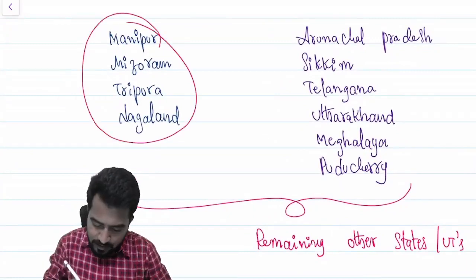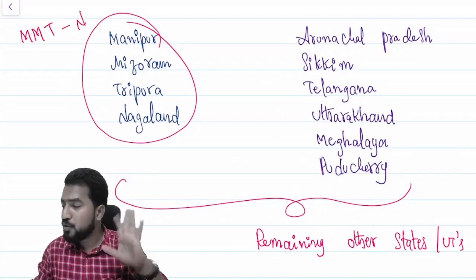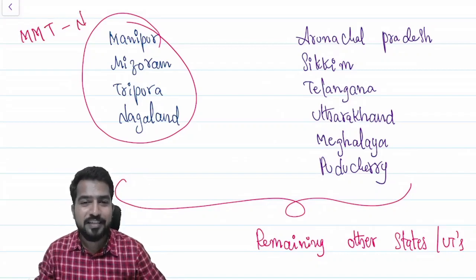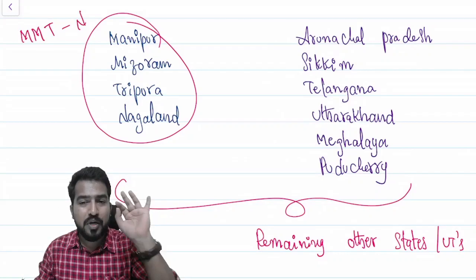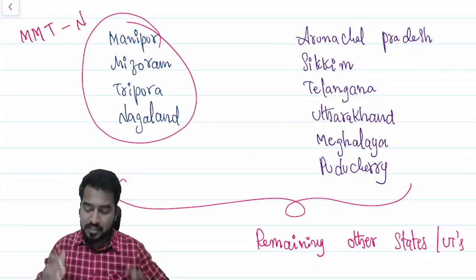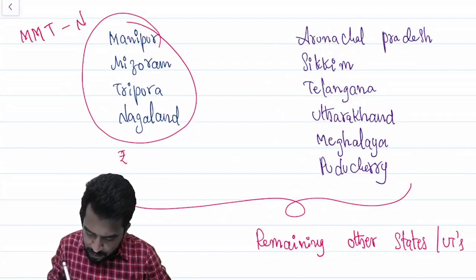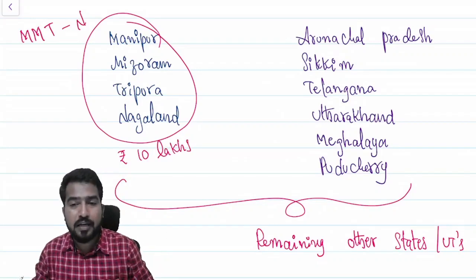How to remember these states? There is a code: MMTN. Make my trip to Nagaland: Manipur, Mizoram, Tripura, Nagaland. These are the special category states for the purpose of section 22. So here the threshold limit is 10 lakhs, my dear friends. Here the threshold limit is 10 lakhs.